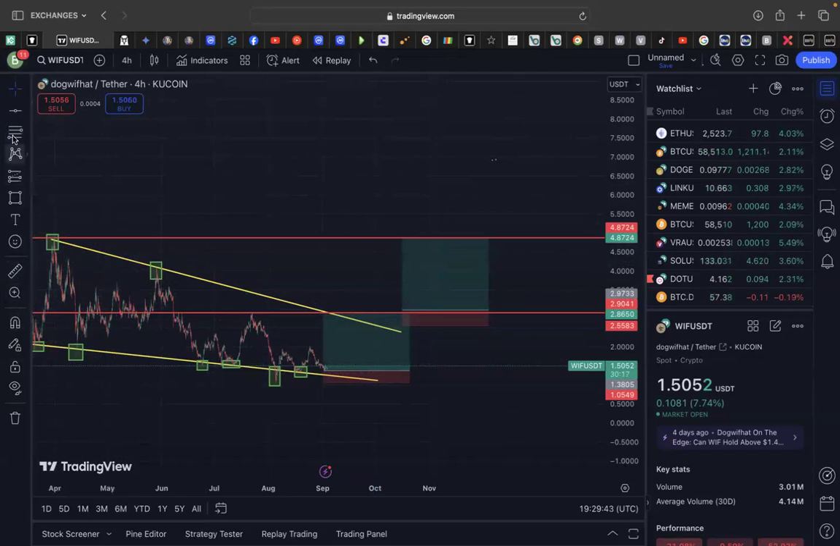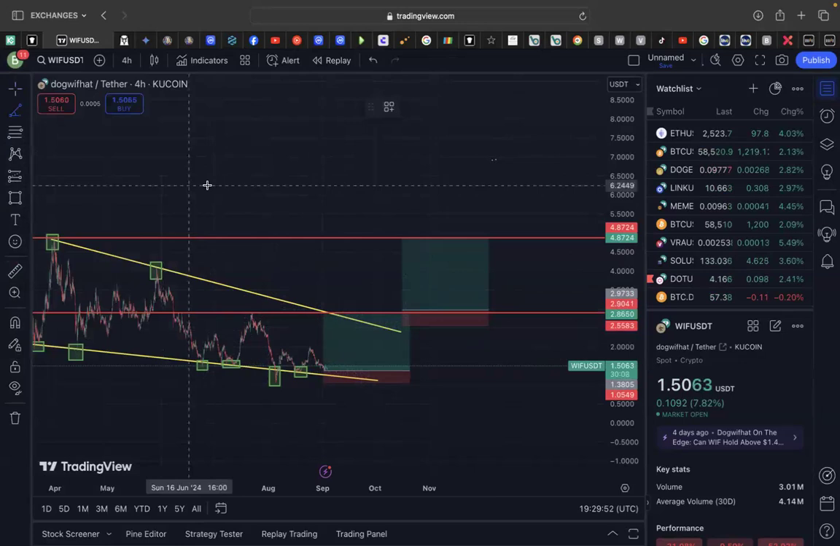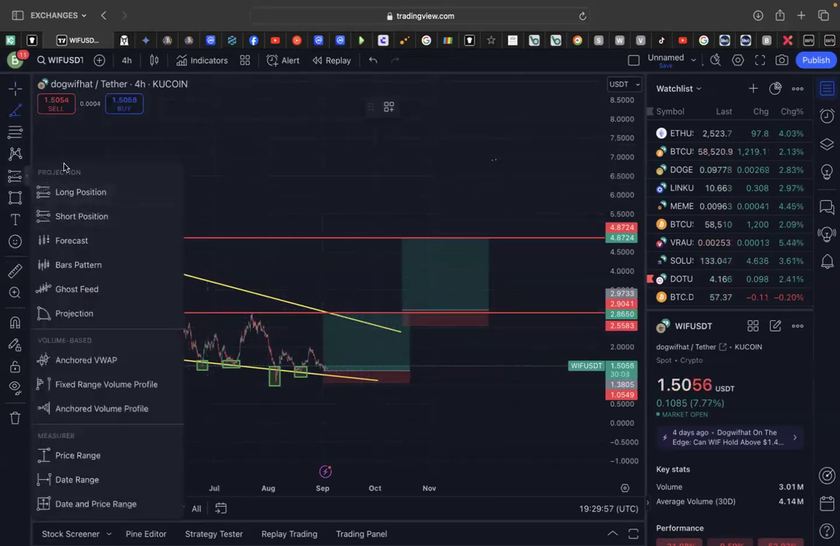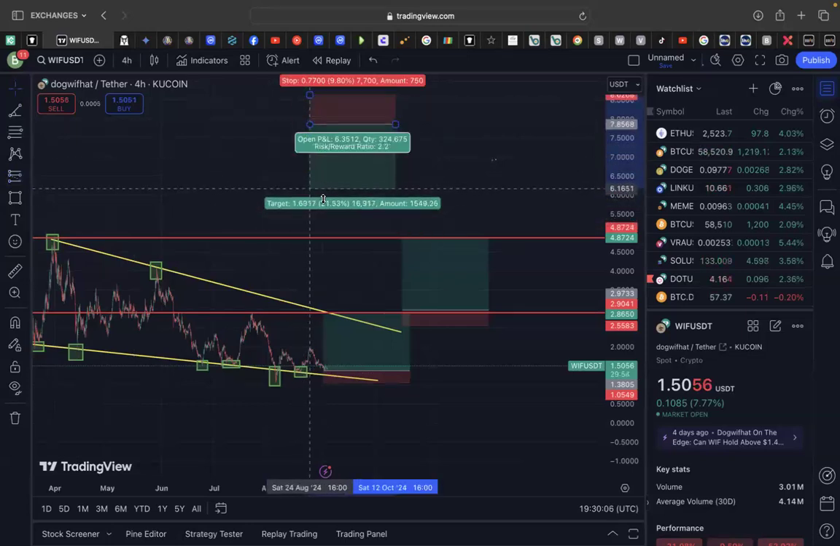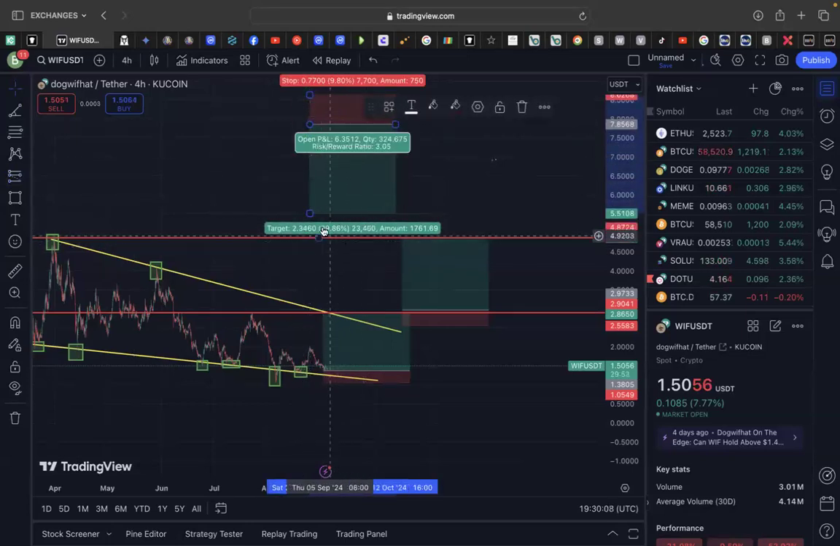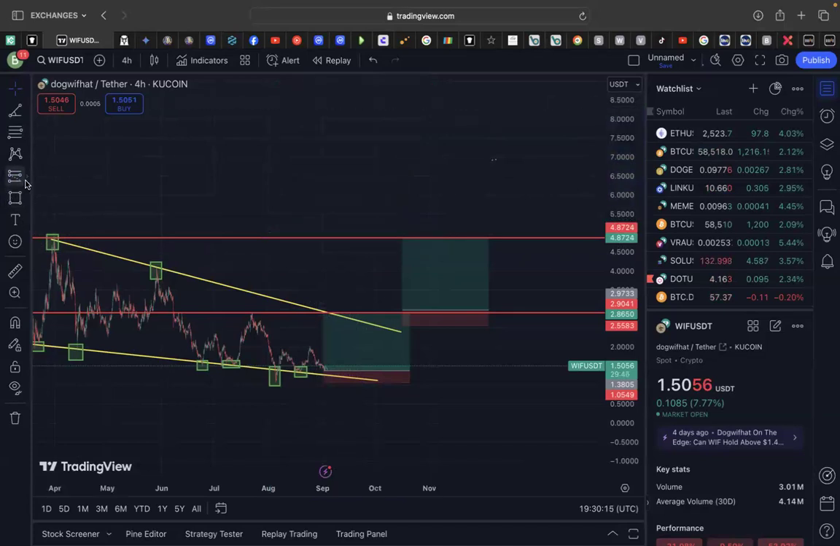I know I'm not explaining where I'm getting all my tools, they're just on the side. We have the horizontal lines, which are the red lines, and the trend lines, which are the yellow lines. Then I'm also using the projection. The long position is what I used here and here. If I want to short, I can also use it, and it will give me my return on investment.